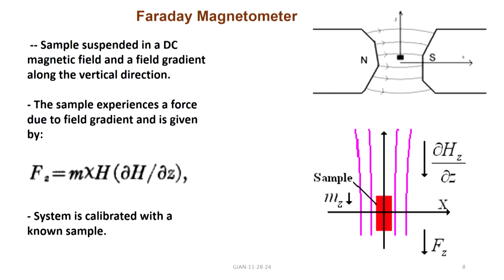Chi is the susceptibility, H is the field produced by this magnet, and dH/dz is the field gradient along the z axis. So, once again the system is calibrated with a known sample. We use manganese fluoride, which is a paramagnetic material. So, once you calibrate the system, any unknown sample, you can mount it and do the measurement.